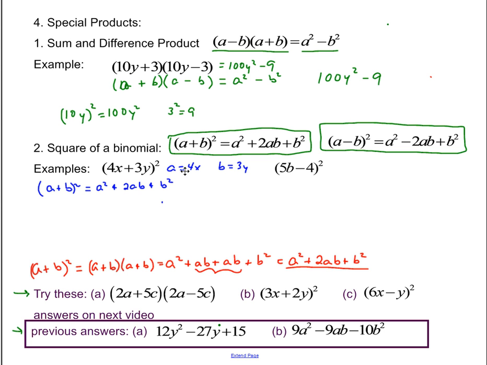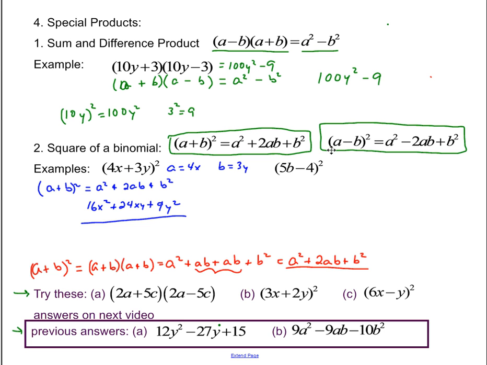Well, if a is 4x, then squaring 4x gives me 16x squared. If I multiply a times b, I get 12xy, but I'm multiplying that by 2. Well, that's 2 times 12, 24xy, as my next term. For b squared, that's going to be 3y squared. Well, we know 3y squared is 9 times y squared, and this is our resulting expression based on the formula.